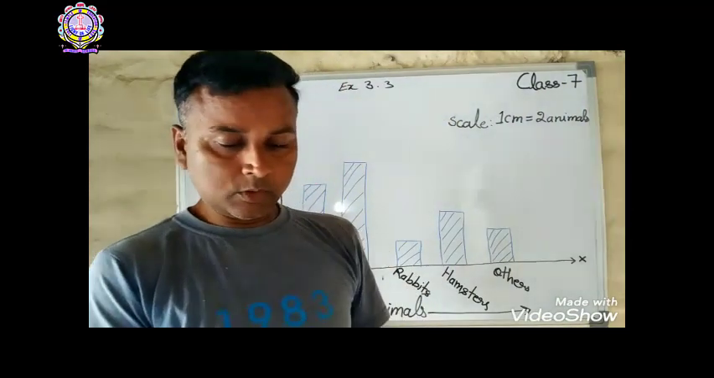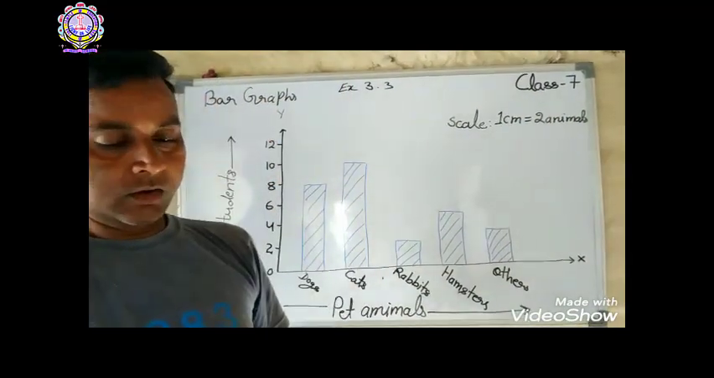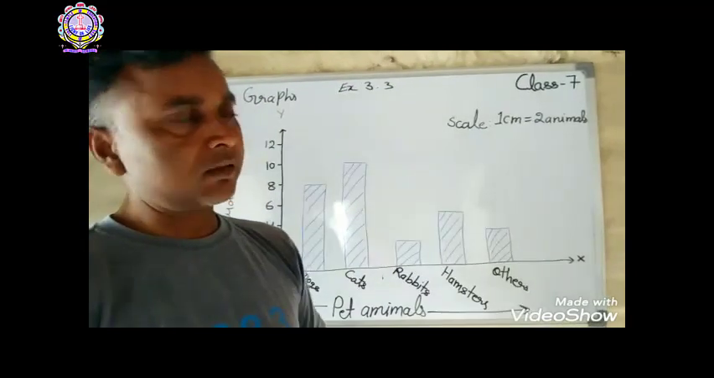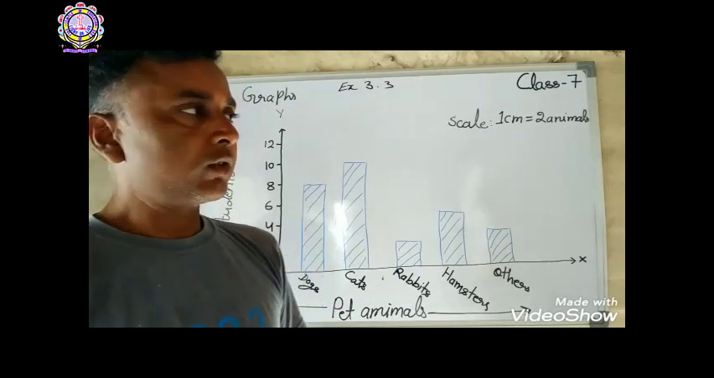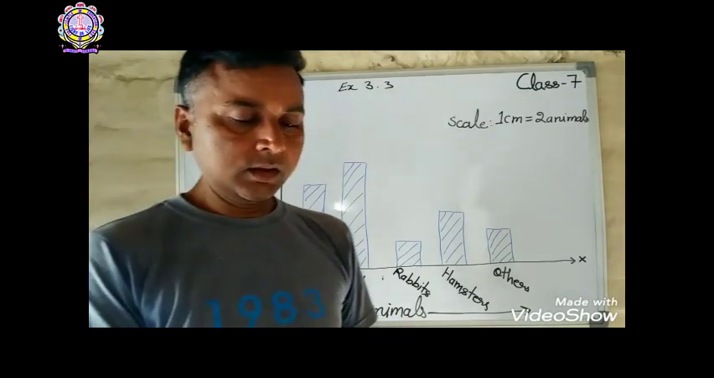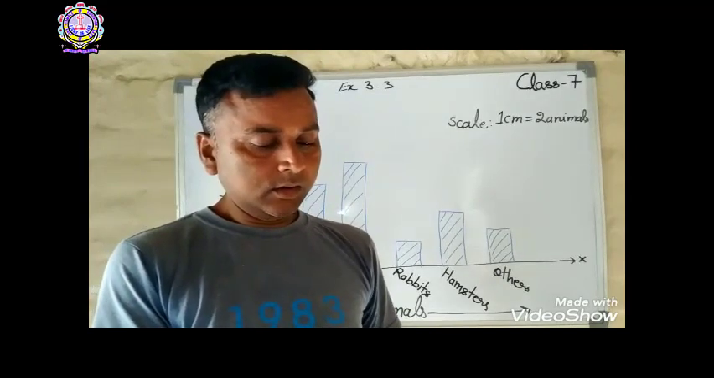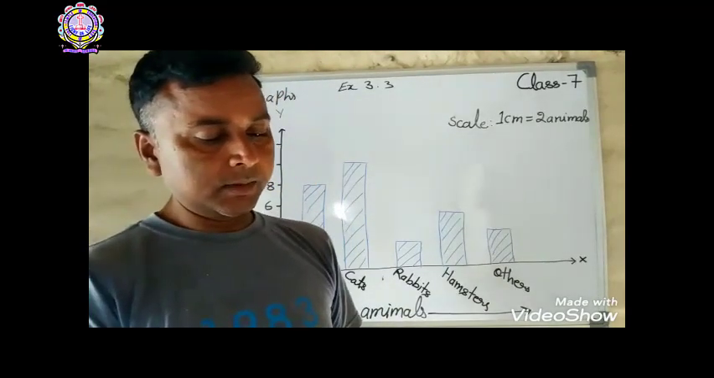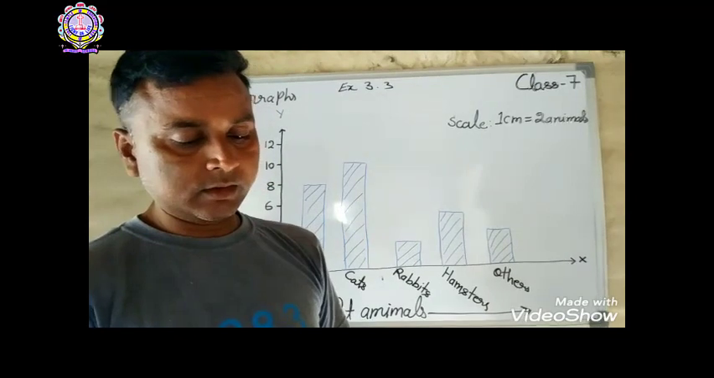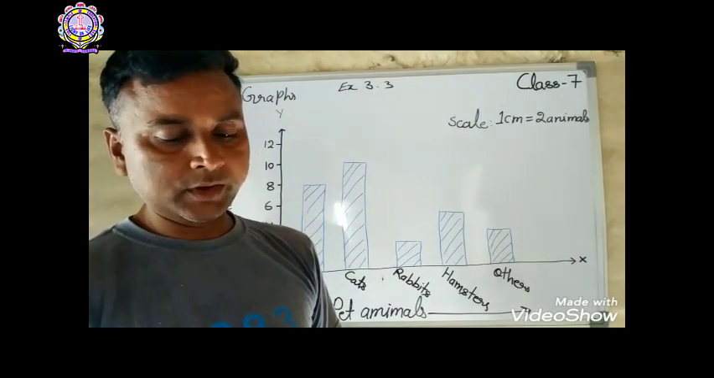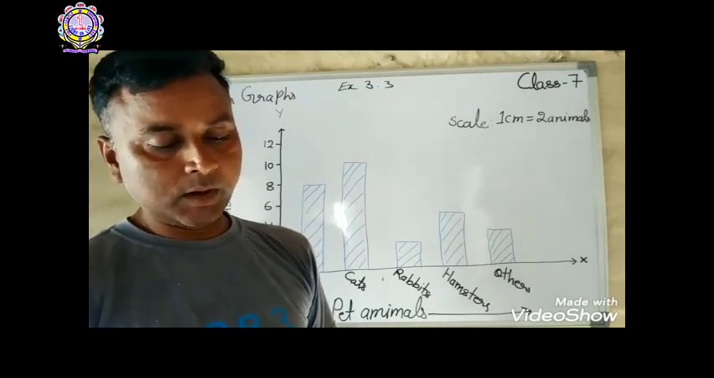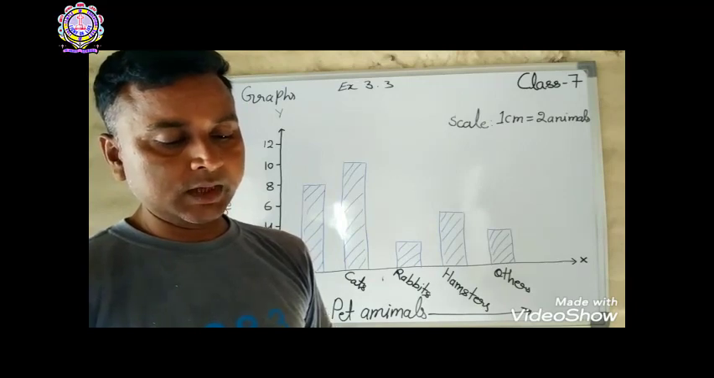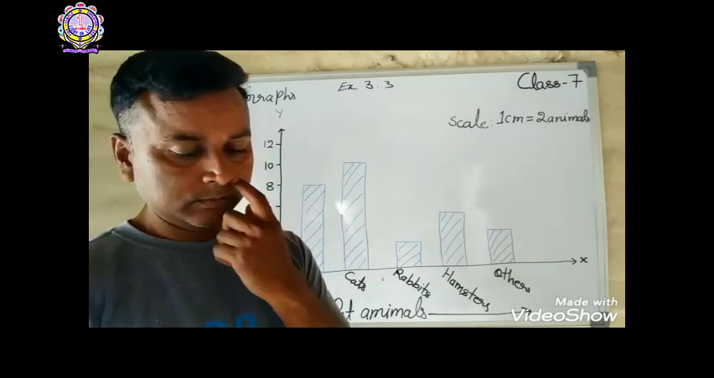So, according to your books, you already were introduced in class 6 to what is a bar graph and what is a pictograph. Now, in the exercise, we know that a bar graph is a representation of numbers using bars of information. The width and length of the bars depend upon the frequency and the scale you have chosen.